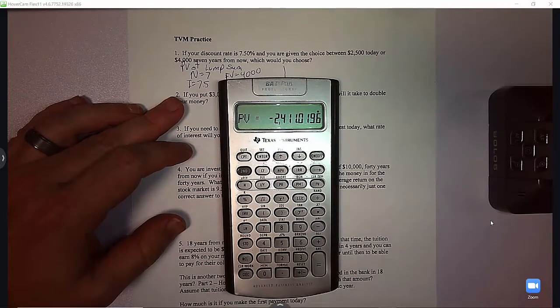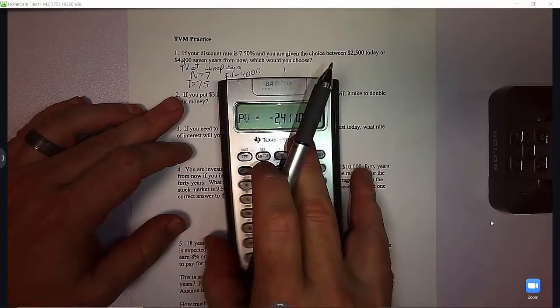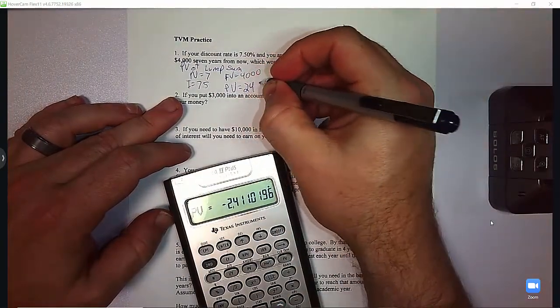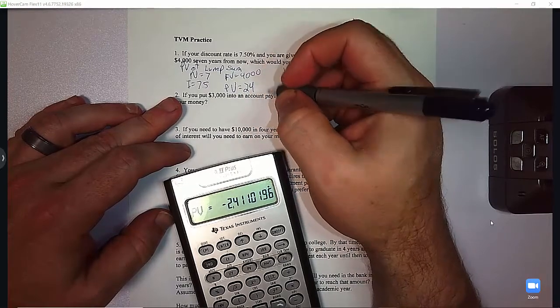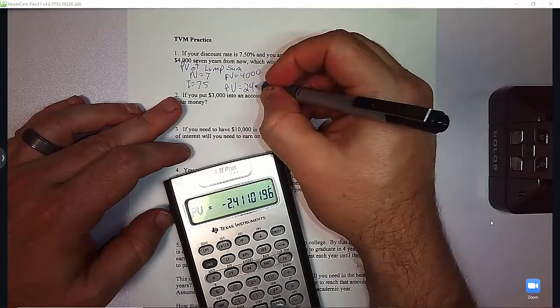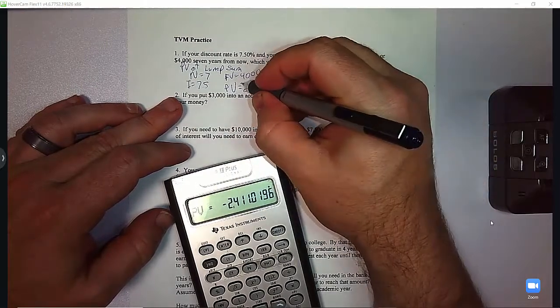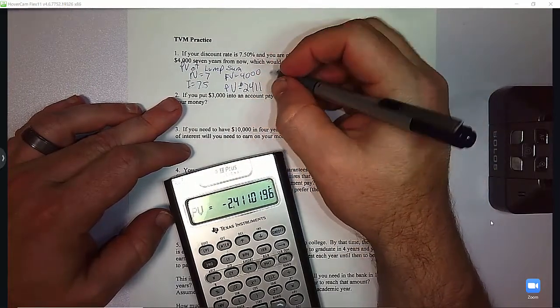And it's $2,411.02. Because I accidentally pressed the payment button, I had to make that equal to 0 again. To $2,411.